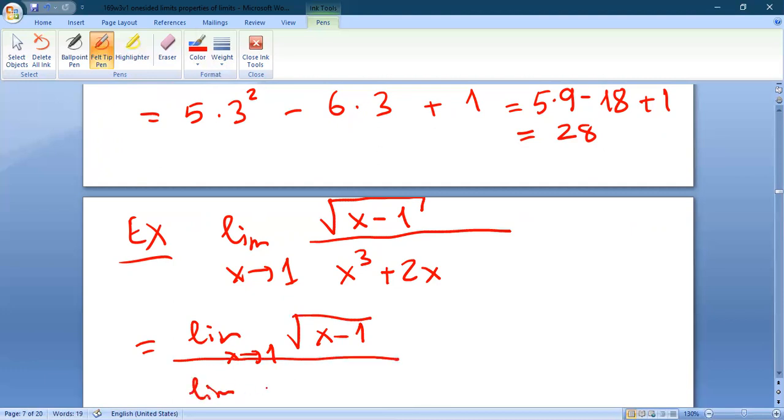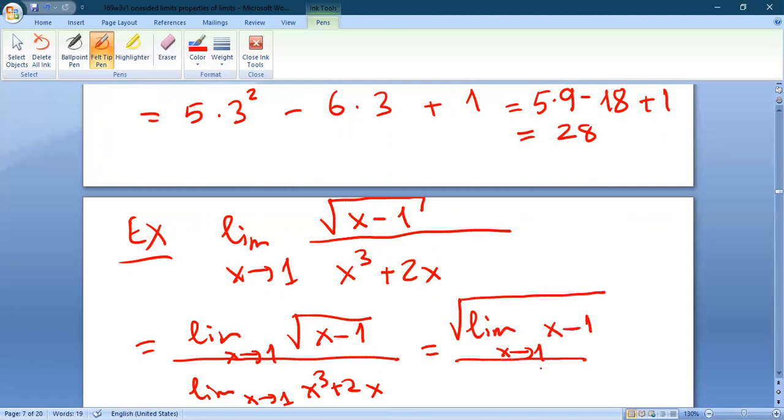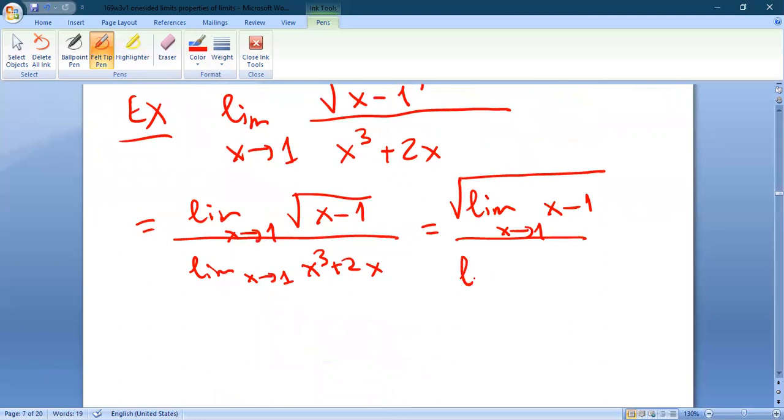And I'm going to use the sixth property if I'm not wrong. And then I'm going to carry the limit inside the square root. Here I'm just going to write limit separately for x cubed and the other one. And then you can go a few more steps, like for the x minus 1 and then taking the 2 out.